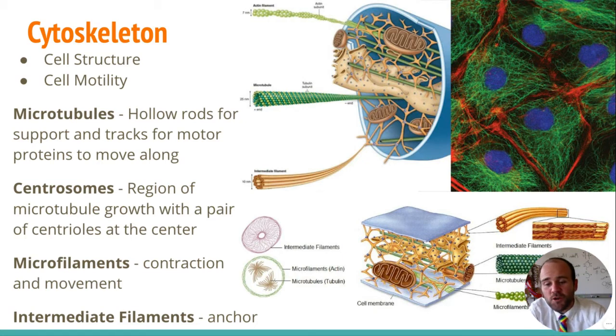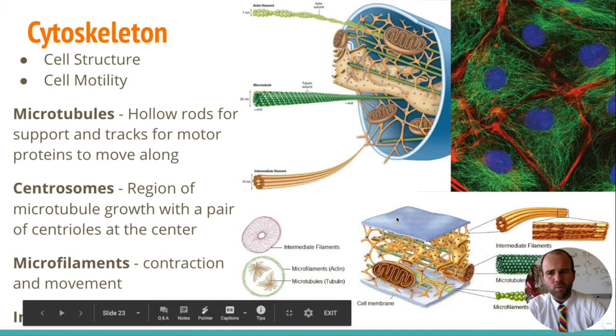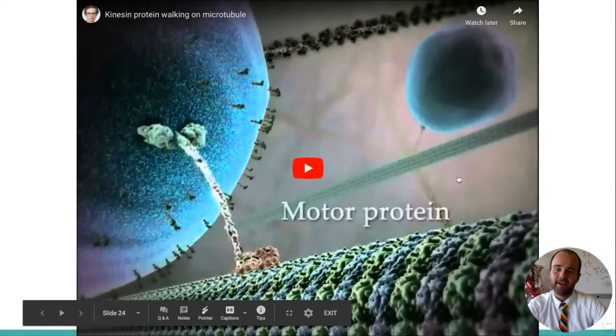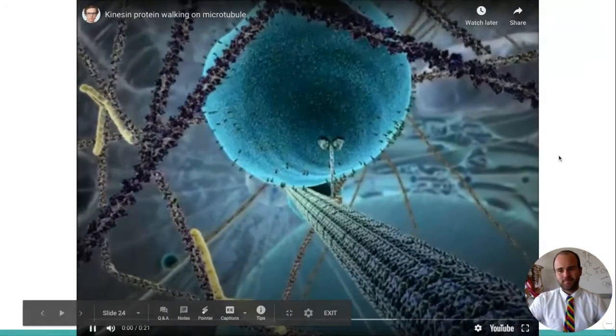And then finally, intermediate filaments, which play a huge role in anchoring and structure, making sure things like the nucleus and organelles stay put, and they don't all just sort of sink to the bottom of the cytoplasm. So cytoskeleton, big in structure and also in movement. So what do those motor proteins look like? Well, let's take a look.